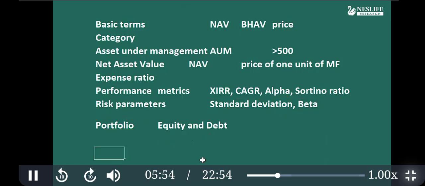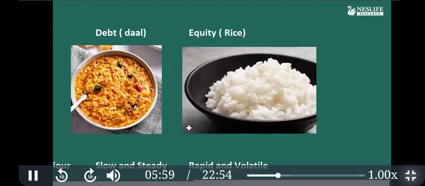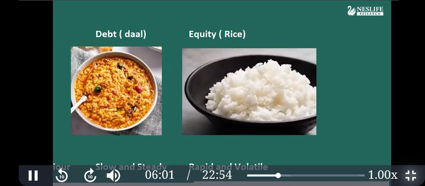So let's understand now the underlying asset, equity and debt. This is how I try to explain in a simple language, because our audience is not a finance professional. So I don't want to give the jargons which will make your life complicated. Instead of that, I'll give you a very day to day example and you can correlate with. So we have dal, we have rice. We can eat separate dal. Dal means I'm giving a debt product, and equity means rice product.